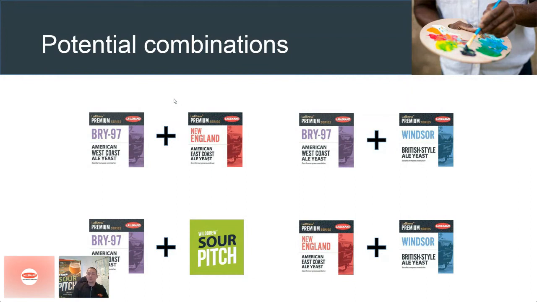We think, just for example, the combination of using Windsor, so we get this orangey, marmalade-y, estery note to it, but we get a much lower attenuation. So we can combine that with the BRY 97, which is very neutral in flavor. So you'll retain the character of the Windsor, but complete the higher attenuation as well. So there's some great options there. And of course, we can consider co-fermentation with bacteria producing a sour IPA, a potential combination as well.